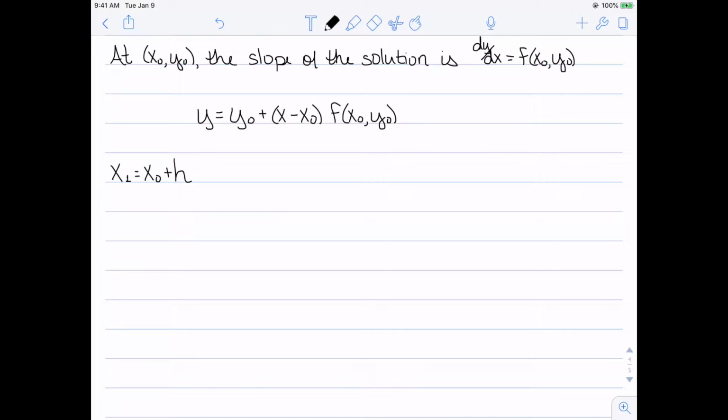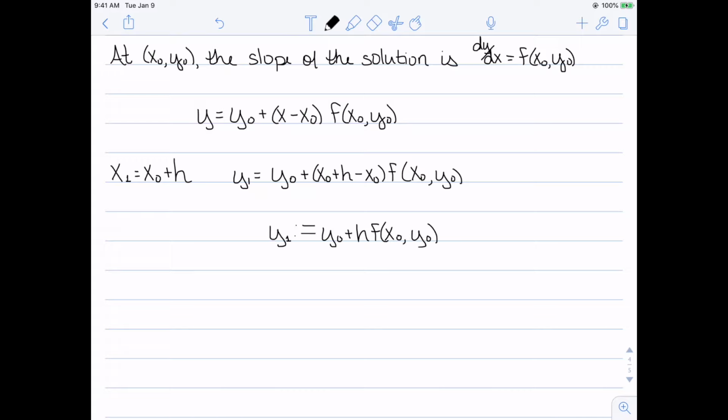So x1 is defined by x0 plus h. So we're going to define y1 by what happens whenever I stick x1 into this equation. So y1 would then be y0 plus, instead of x, I'm going to use x1, so x0 plus h, minus x0 times f of x0, y0. So we'll define y1 by y0 plus h times f of x0, y0. And you can continue this process. Start at the point x1, y1, find the equation of the tangent line, and then stick in the value of x2 into it.